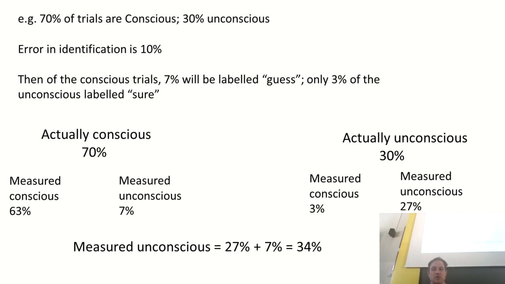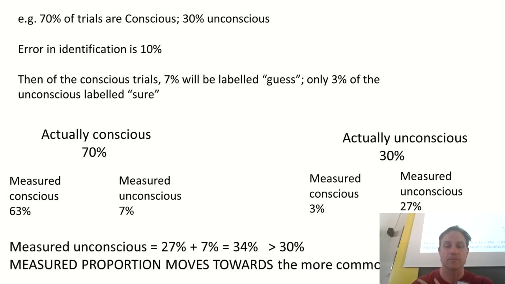Now you see the problem that arises here is what we measure as unconscious is this 7% and this 27%. So we measure 34% of trials as unconscious. But only 30% are actually unconscious. So there's an error in measurement. So we think there are more unconscious trials than there really are. So that's the problem that can confront implicit cognition researchers.